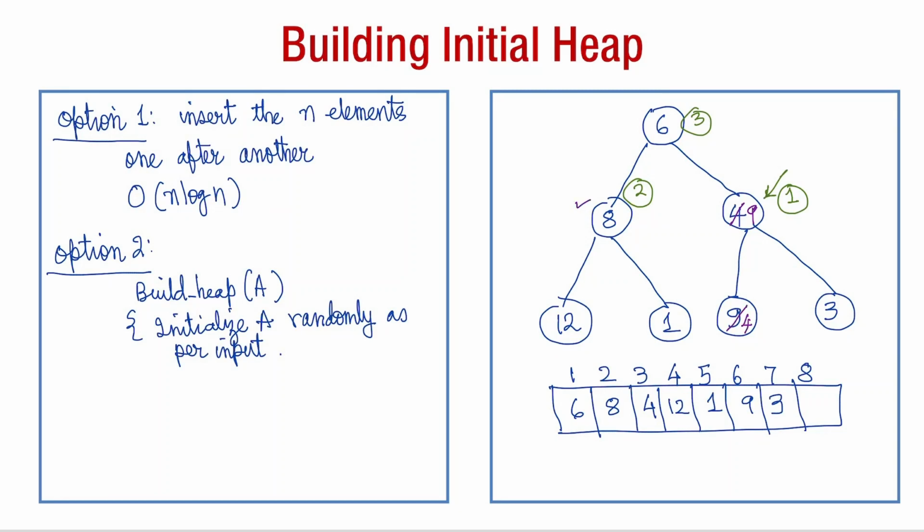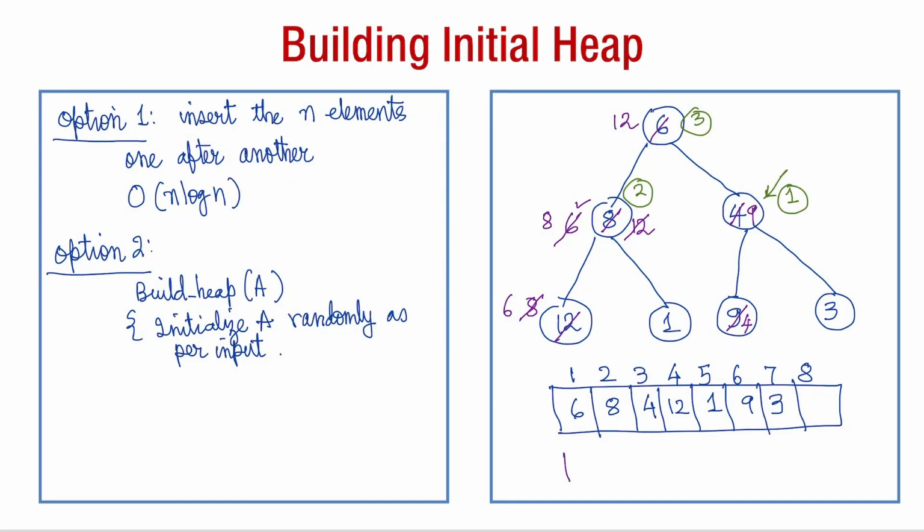Then I will update this node. Looking at this, this will become 12, and this will become 8. Now I will update this node. Looking at these two, this will become 12, and this will become 6. And the Heapify algorithm will continue. Then this will become 8, and this will become 6.